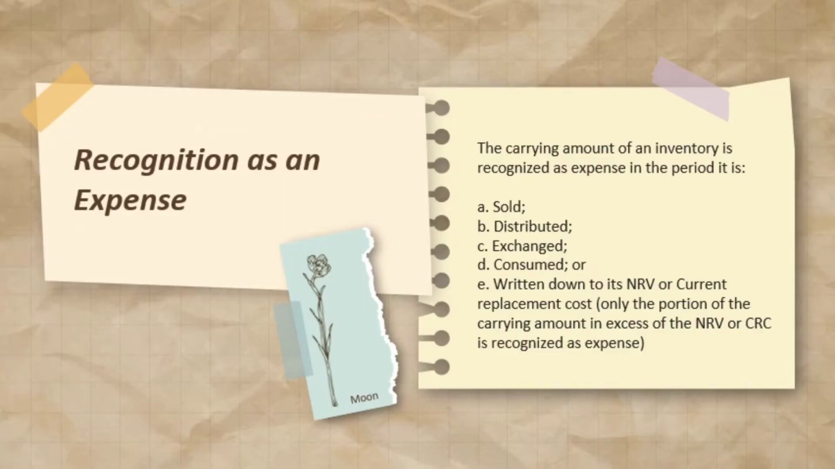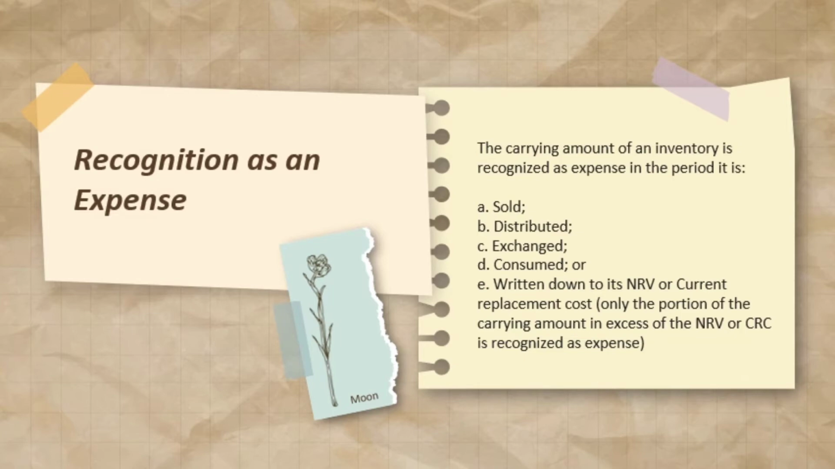So, let us proceed naman doon sa subsequent recognition ng inventory. Yung tinatawag natin na recognition as an expense. As we all know, yung inventory is asset account siya, diba? So, kailan ba siya napupunta sa income statement or nagiging expense? The carrying amount of an inventory is recognized as expense in the period it is first sold.